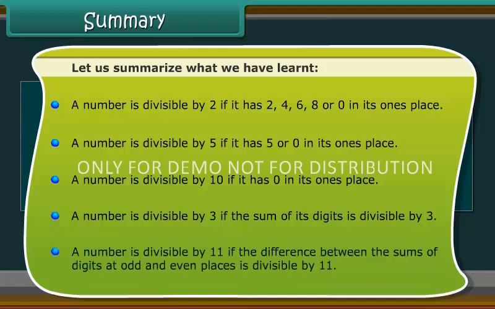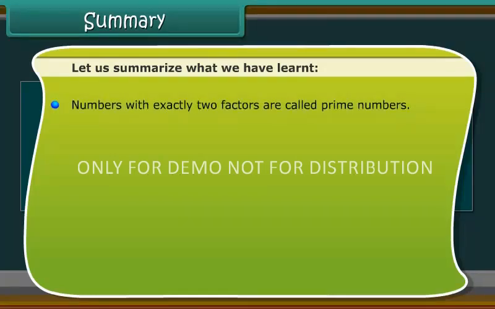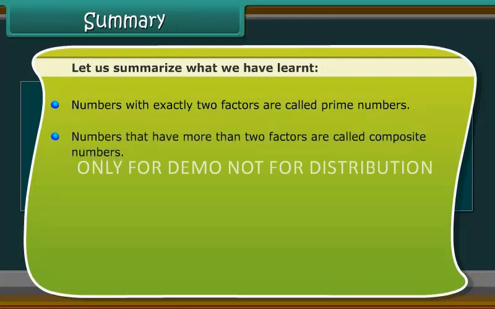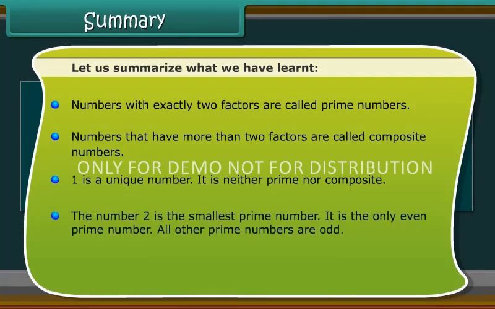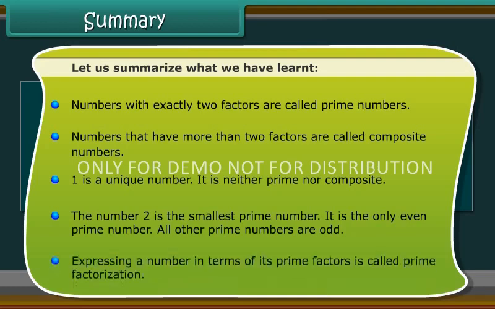Numbers with exactly two factors are called prime numbers. Numbers that have more than two factors are called composite numbers. 1 is a unique number. It is neither prime nor composite. The number 2 is the smallest prime number. It is the only even prime number. All other prime numbers are odd. Expressing a number in terms of its prime factors is called prime factorization.